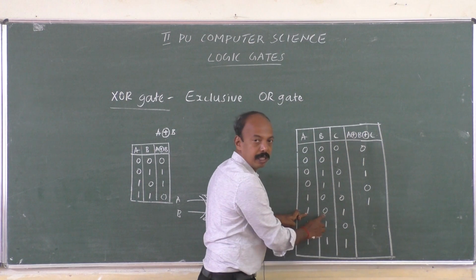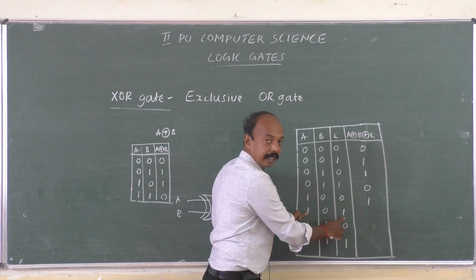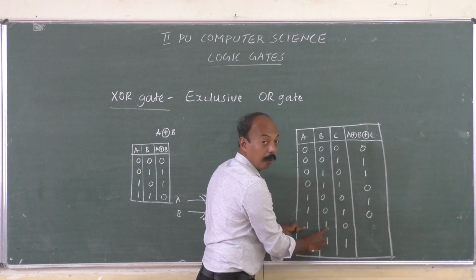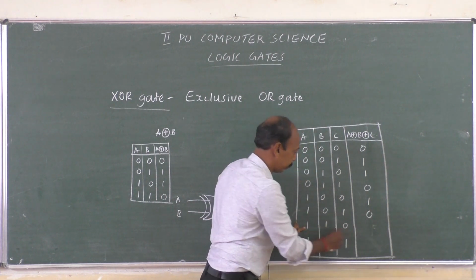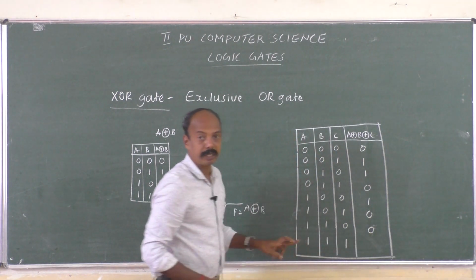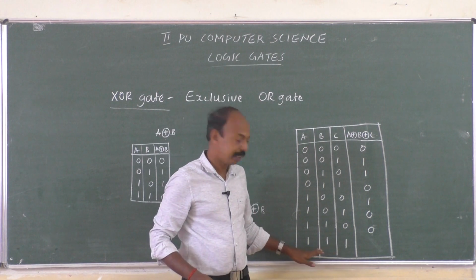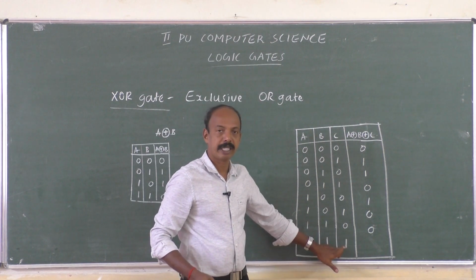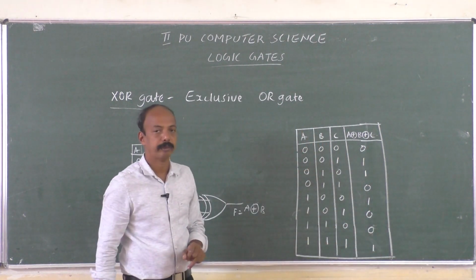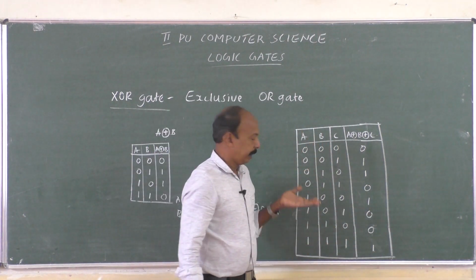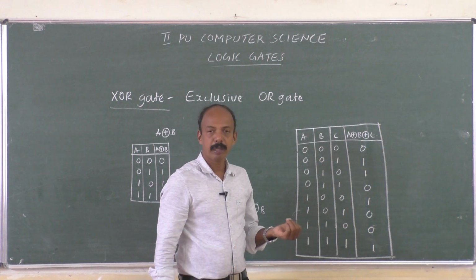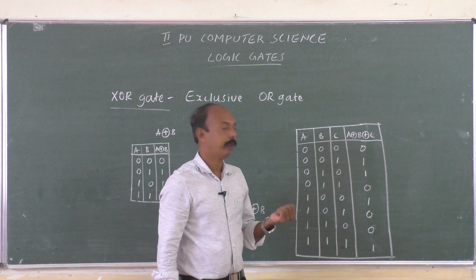In this case, 1 0 1, two ones are there. Even number of ones, so that will be 0. In this case, 1 1 0, again even number of ones, it will be 0. 1 1 1, we have 3 ones, but is it even or odd? 3 is odd, so it will be 1. When it is an even number of ones, it will be 0. When it is an odd number of ones, the output will be 1.